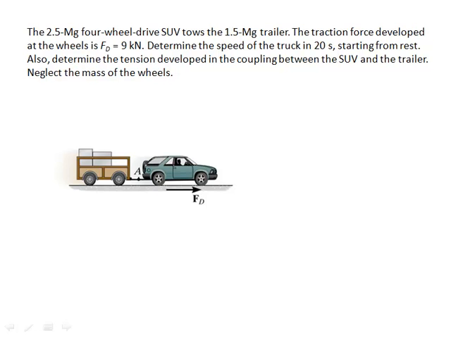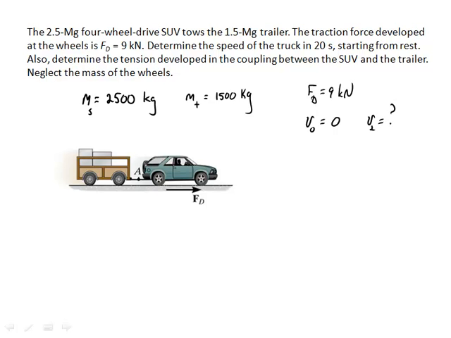Okay, here's another example. I have a four-wheel drive with a mass of 2.5 megagrams. So the mass is equal to 2,500 kilograms. That's the mass of the SUV. And the mass of the trailer is 1,500 kilograms. The traction force developed by the wheels is 9 kilonewtons. And I want to determine the speed of the truck in 20 seconds. It starts from rest. So V initial is equal to 0, and we're looking for V20. And I am also interested in the tension here in the coupling at A.